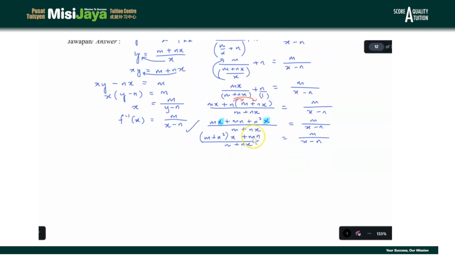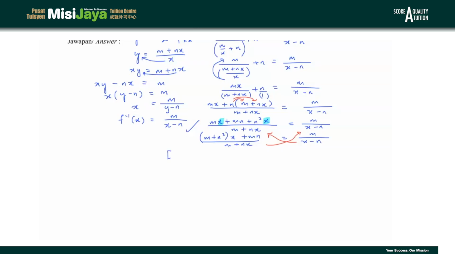Okay, so let's continue. Now we are going to see what we can do. We're going to do cross multiplication. Cross multiply, so this one bring up, and then this one also bring up. So we multiply together. It's going to be a bit long and a bit complicated, but anyways, it's still doable.